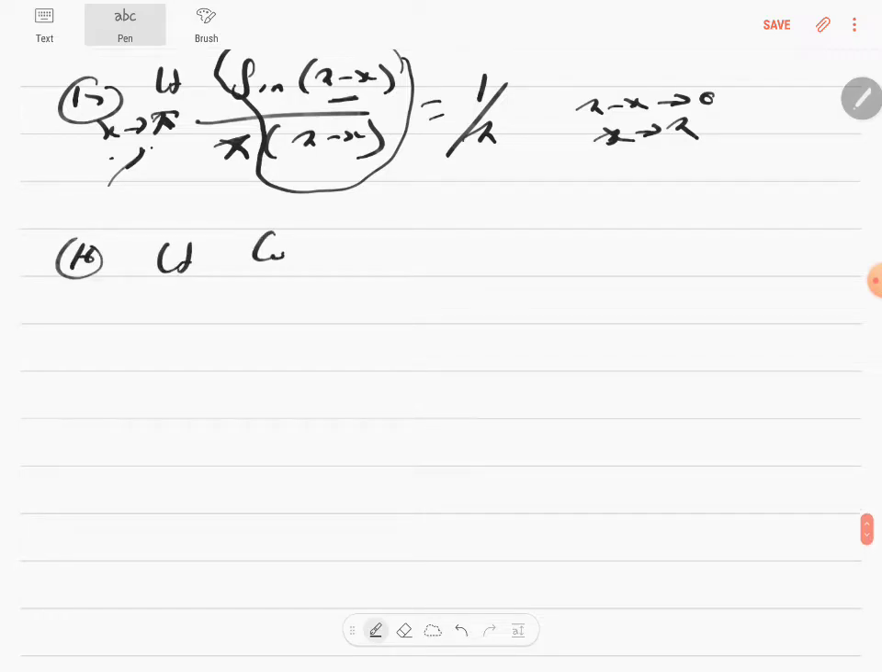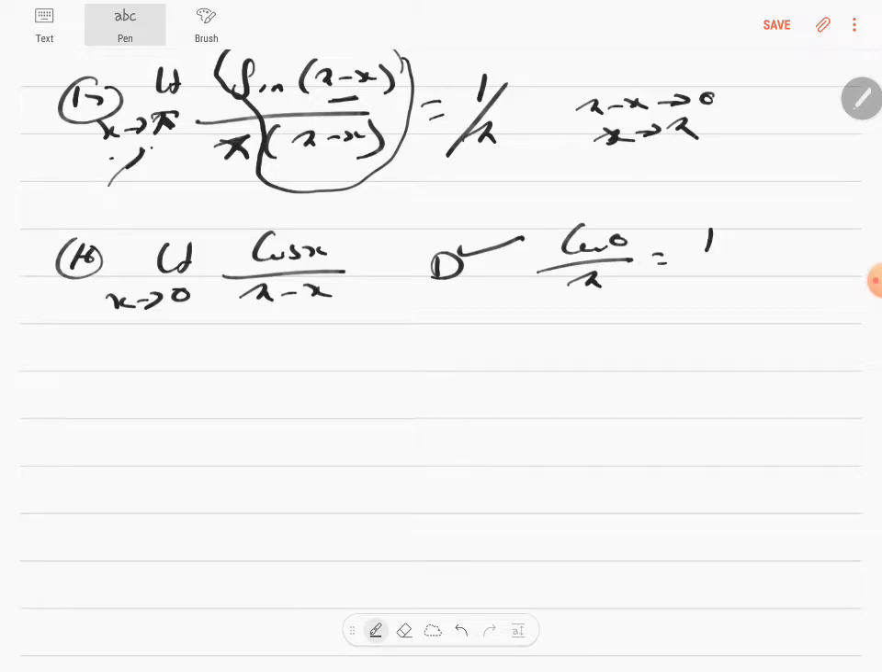Limit of cos x by pi minus x, x tends to 0. Is there a denominator? Yes. Is it becoming 0? It is not becoming 0. If you put x as 0, it becomes cos 0 by pi, which is 1 by pi, your answer. Direct substitution. Are you clear? 17th question.